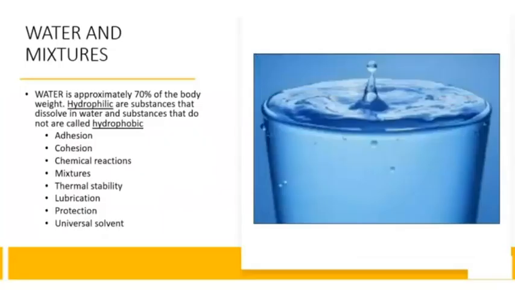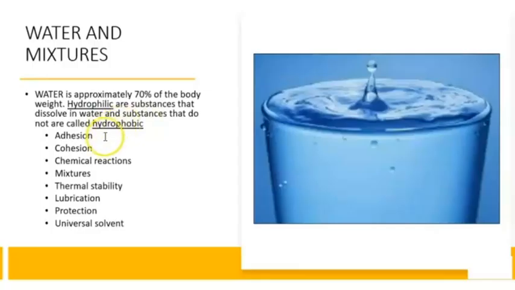Okay, the next item is water and mixtures. Water is very important in the human body. Almost 70% of the human body is water. Substances that are going to be able to dissolve in water are going to be called hydrophilic, as you can see here, and substances that don't dissolve in water are going to be called hydrophobic.